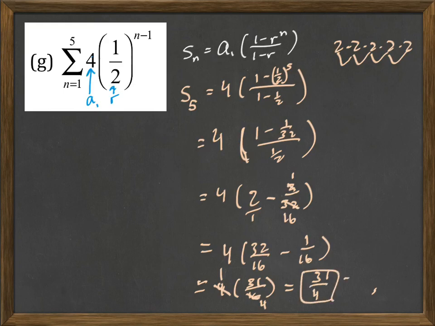If you had to graph that number, you would write it as a mixed number. And to write this as a mixed number, you would divide the 31 by 4. Almost an 8, but it's a 7, so it's 28. And then we have 3 over 4. So both those answers are sufficient. That is your sum.